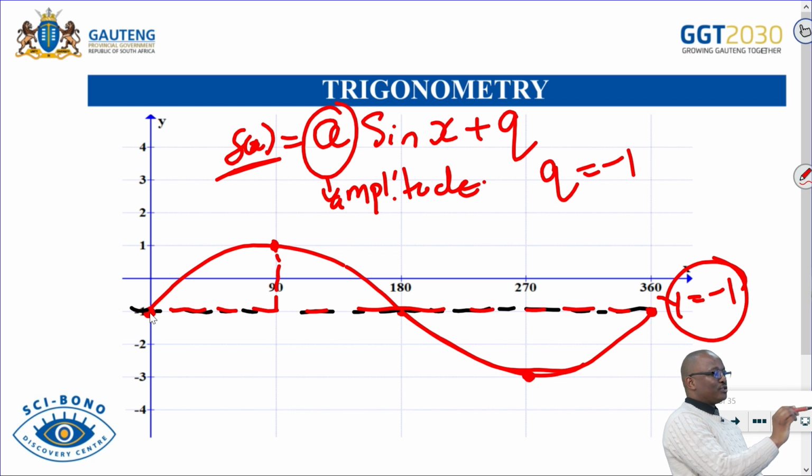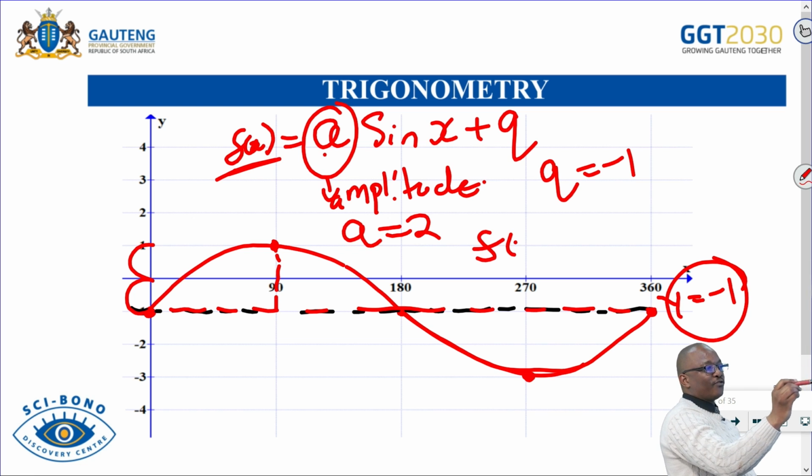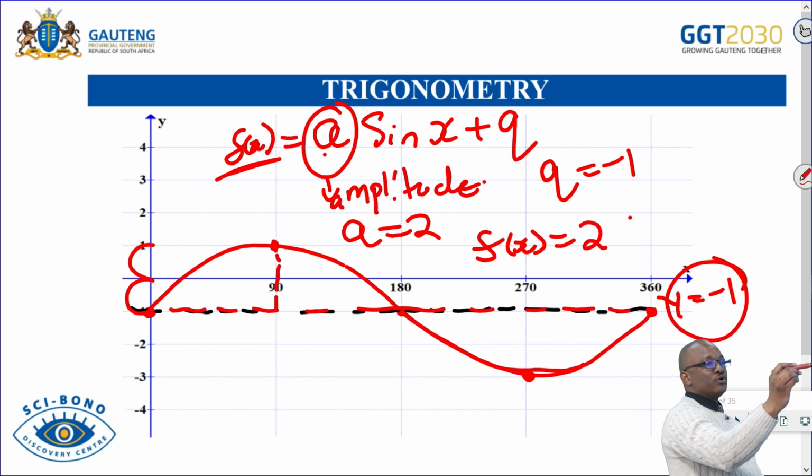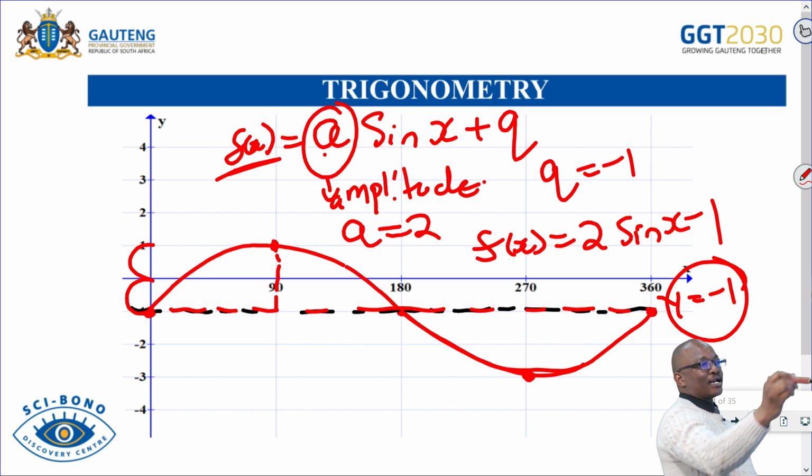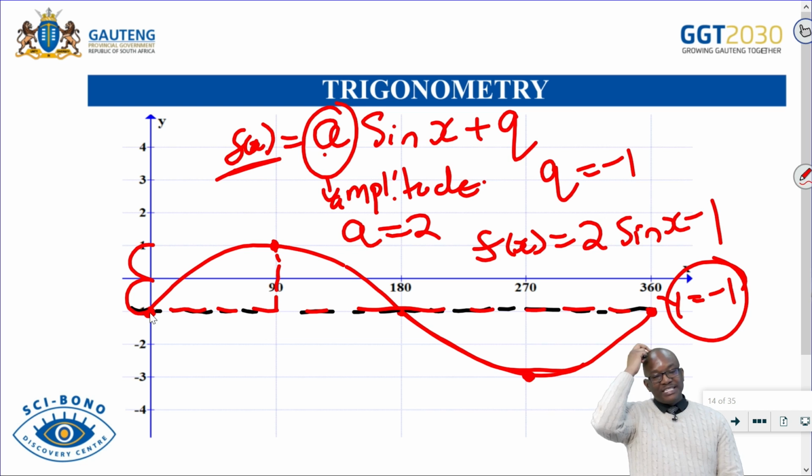So the amplitude, you're going to count from the midline to the turning point, which is 1, 2 units. So your A now is going to be 2. So f of x is going to be 2 sine of x minus 1. That's how you will be determining the equation of f of x, if they draw the graph for you and they ask for the unknown variables that are affecting your function there. So that's how you will do it.